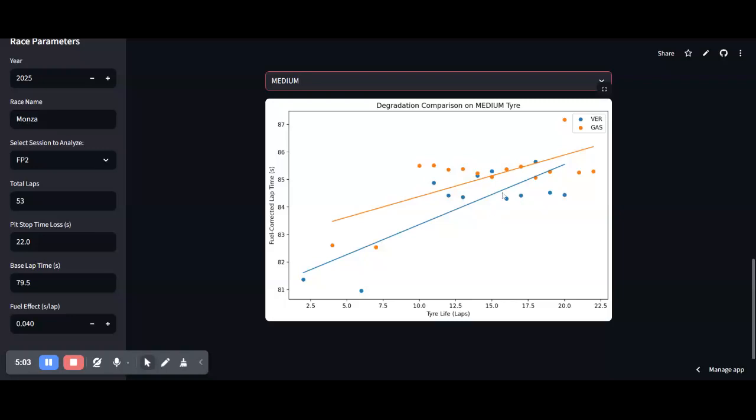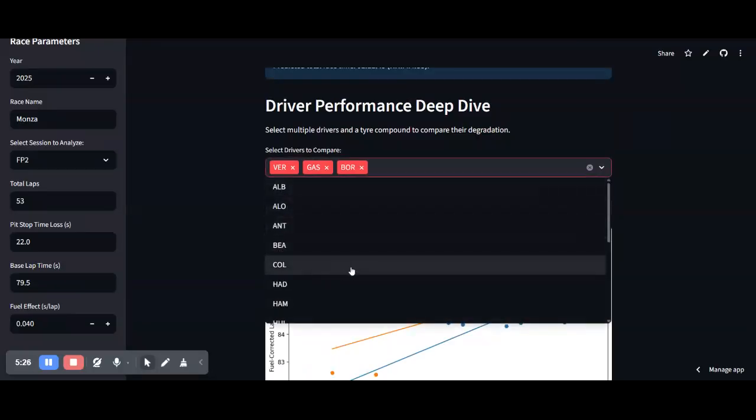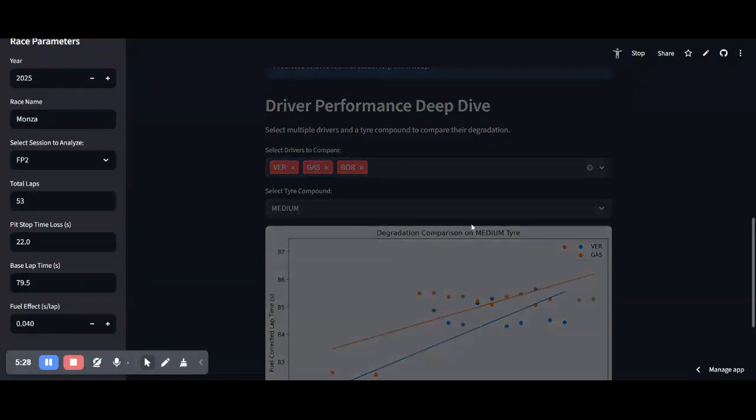So we can see that Verstappen is maintaining his medium tire better than Gasly because Gasly has his line on top of Verstappen, which shows that Gasly is losing more time compared to Verstappen. And yeah, in this way we can compare other drivers as well, selecting the respective tire compound.